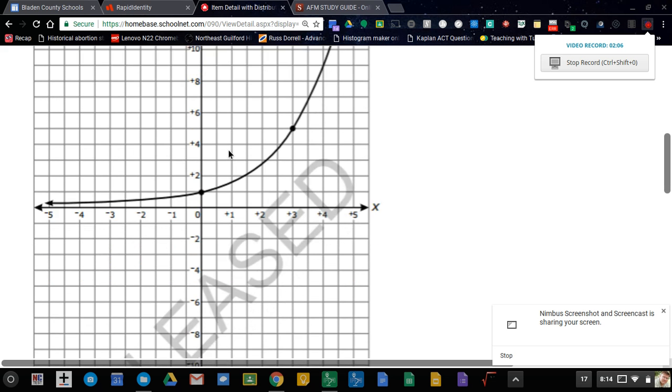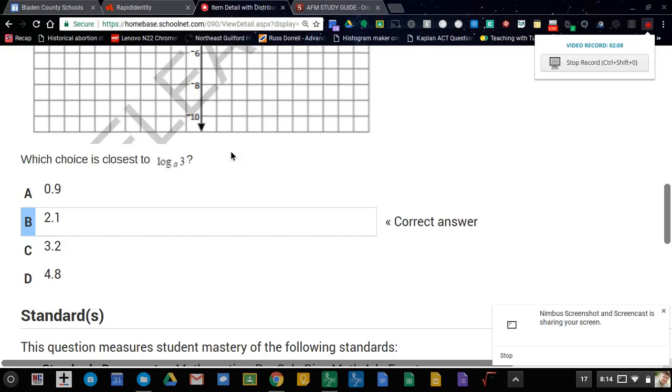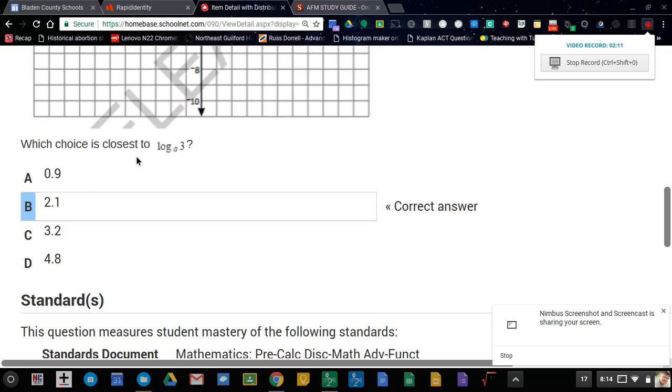So if you scroll down, they're asking you to say which choice is closest to log base a of 3. So the question is, how do I do that? They're wanting log base a of 3 is equal to what? And they give you some values here. So let's think, what are we doing? What are we asked to find? And then we'll go from there.